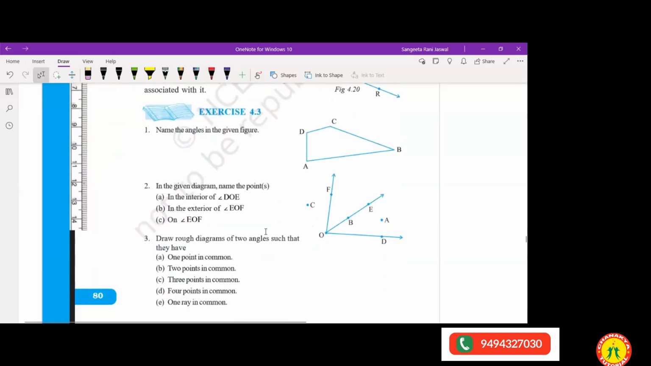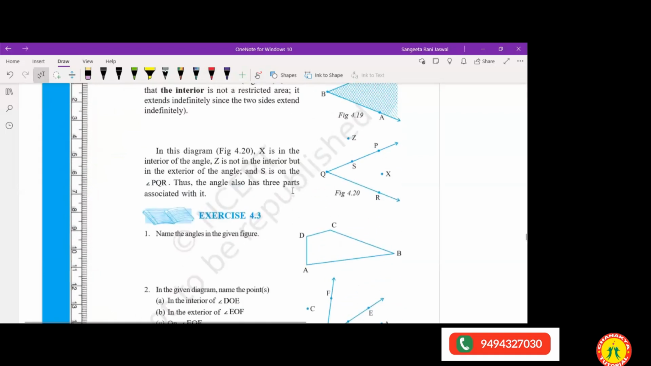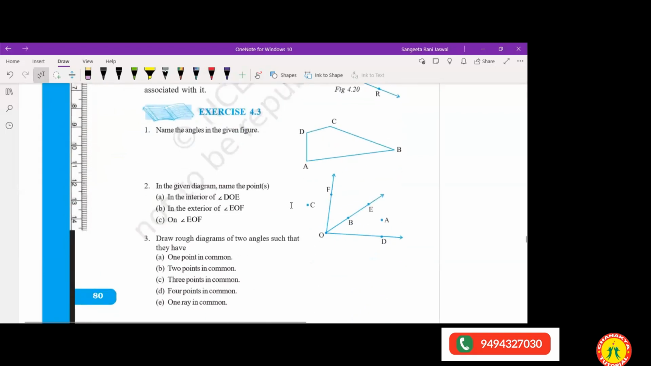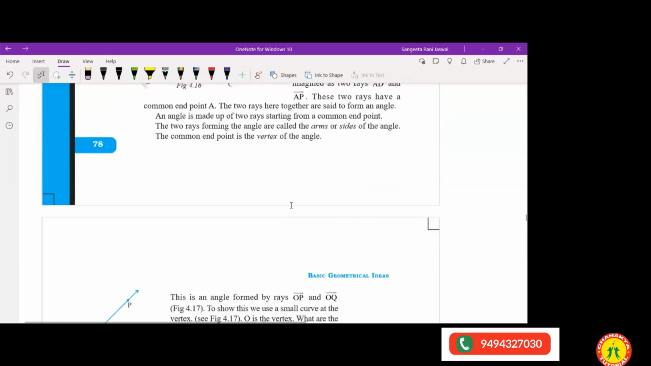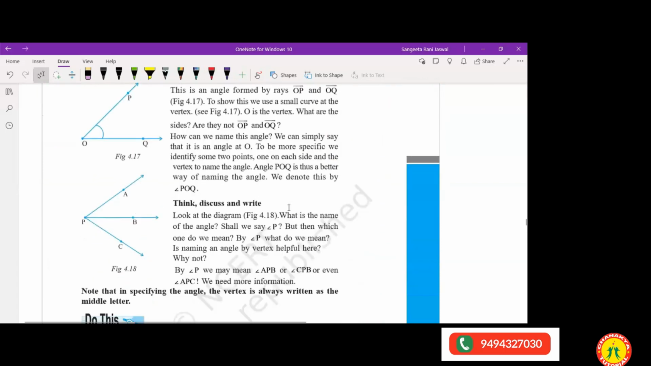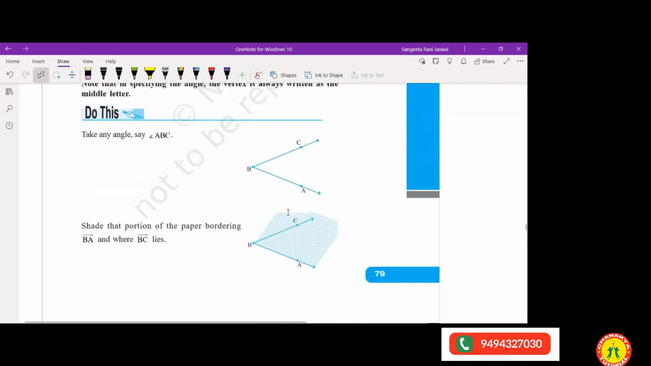Okay, children, then we have 4.3, but that we will not do today because the class time is over. So we'll continue this tomorrow. All right, children, I hope you are understanding the things. This is the same as what we have done in our previous chapter, elementary shapes.